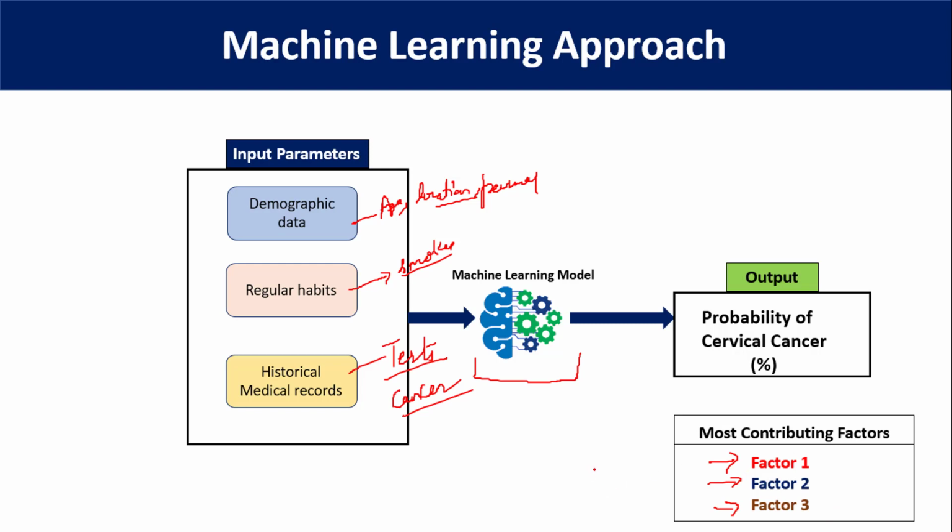This is model specific, depending on whichever model you are using. Whichever model is giving higher accuracy means the model learns something from the data, and that means it is recognizing some of the features which are very intuitive in predicting cervical cancer.